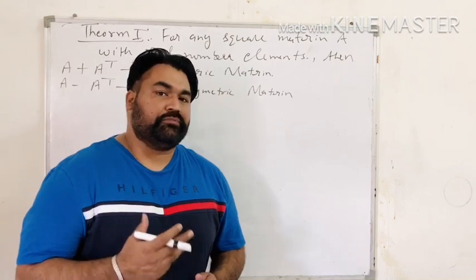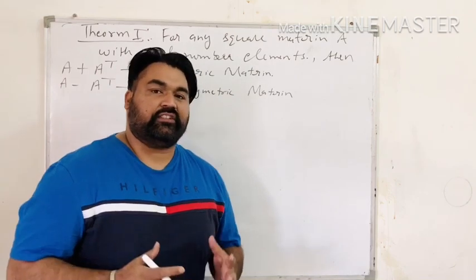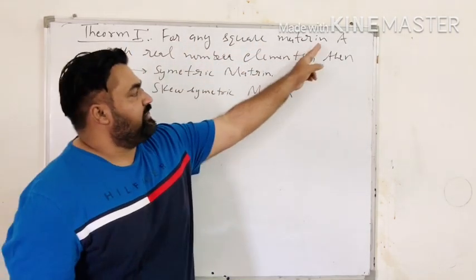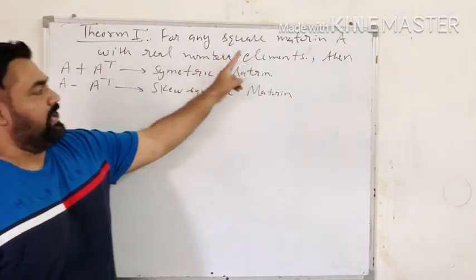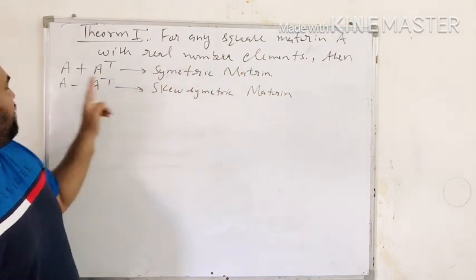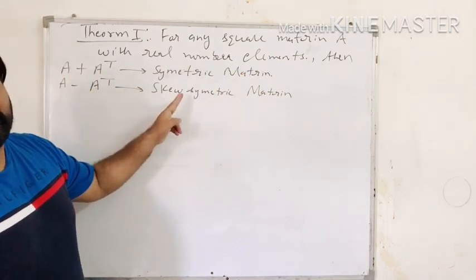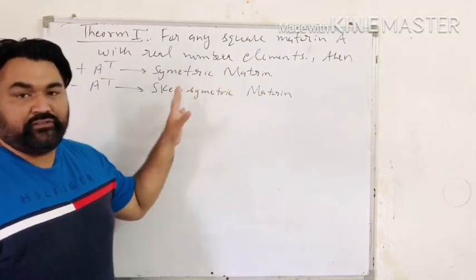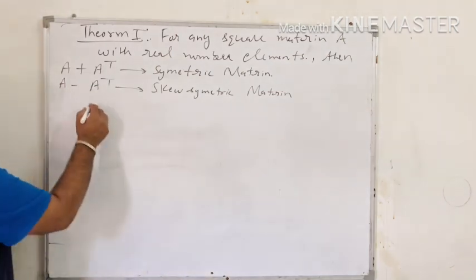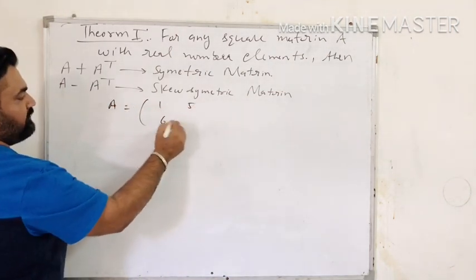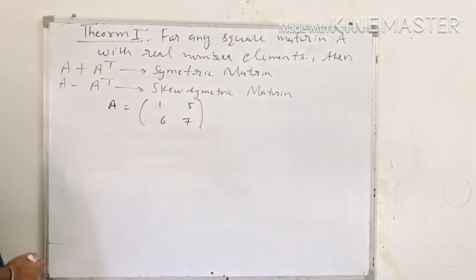Now we shift to the theorems regarding symmetric and skew symmetric matrices. The first theorem: for any square matrix A with real number elements, A plus A transpose is a symmetric matrix, and A minus A transpose is a skew symmetric matrix. We explain this theorem with an example. If A equals [1, 5; 6, 7].